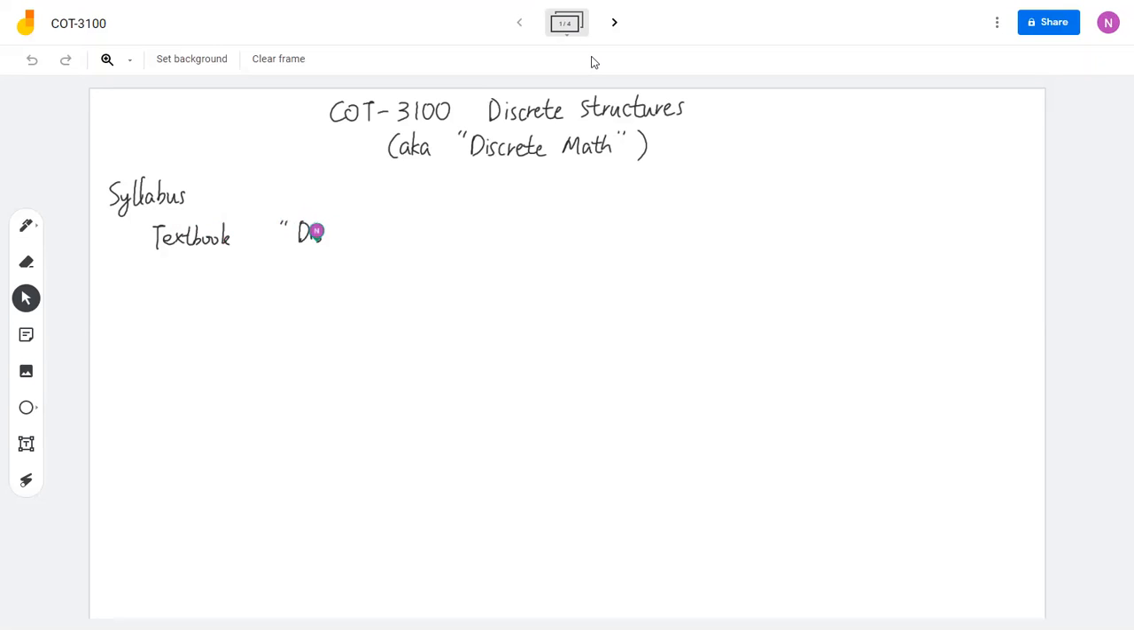Discrete Mathematics with Applications, by Professor Epp. You can use either the 4th edition or the latest, the 5th edition. Both are okay. I made this book optional because there are other very good textbooks on discrete math, and you can use any of these textbooks.